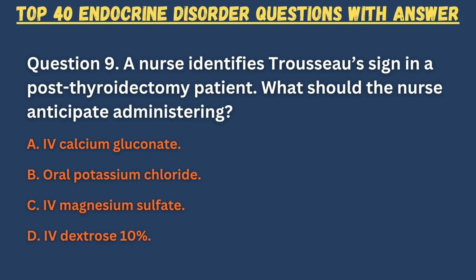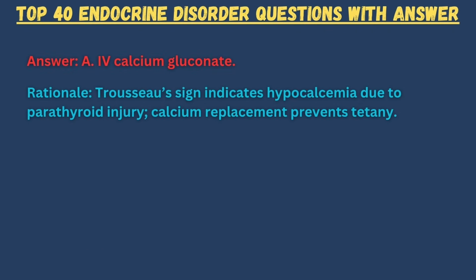Question 9. A nurse identifies Trousseau's sign in a post-thyroidectomy patient. What should the nurse anticipate administering? A. IV calcium gluconate. B. Oral potassium chloride. C. IV magnesium sulfate. D. IV dextrose 10%. Answer: A.